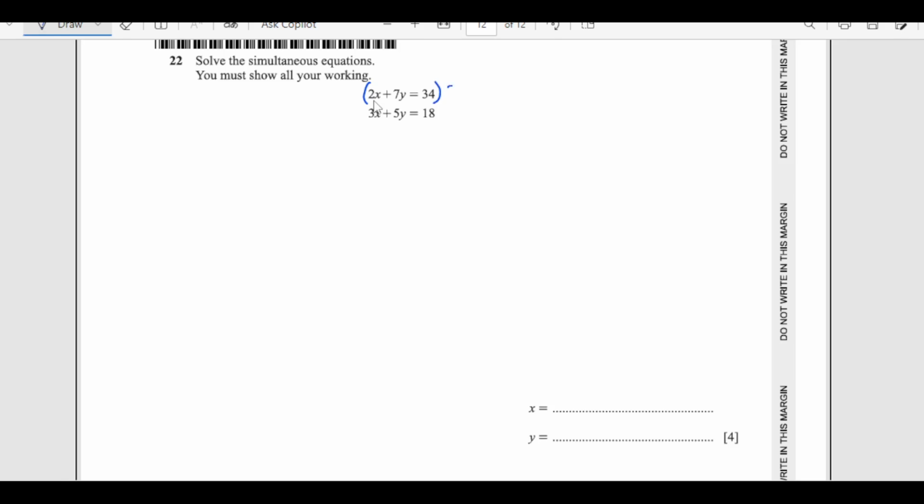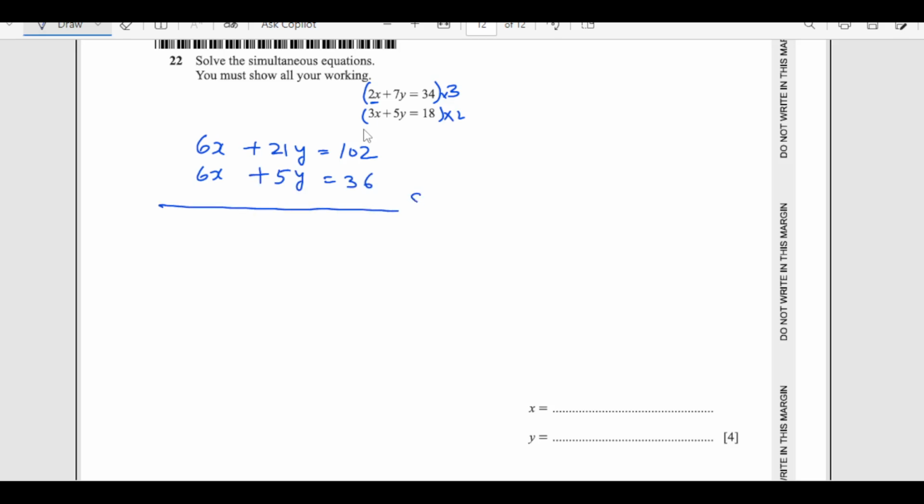So if I multiply this whole equation by 3, this will become 6x, and if I multiply the second equation by 2, then we will have this as 6x. So we will have the same coefficient of x. Now I am going to multiply and rewrite this. So this is going to be 6x plus 7 times 3, 21y equals 34 times 3, it's 102, right? Second equation, 3 times 2 is 6, multiply throughout by 2, 6x plus 5y equals 18 times 2 is 36.